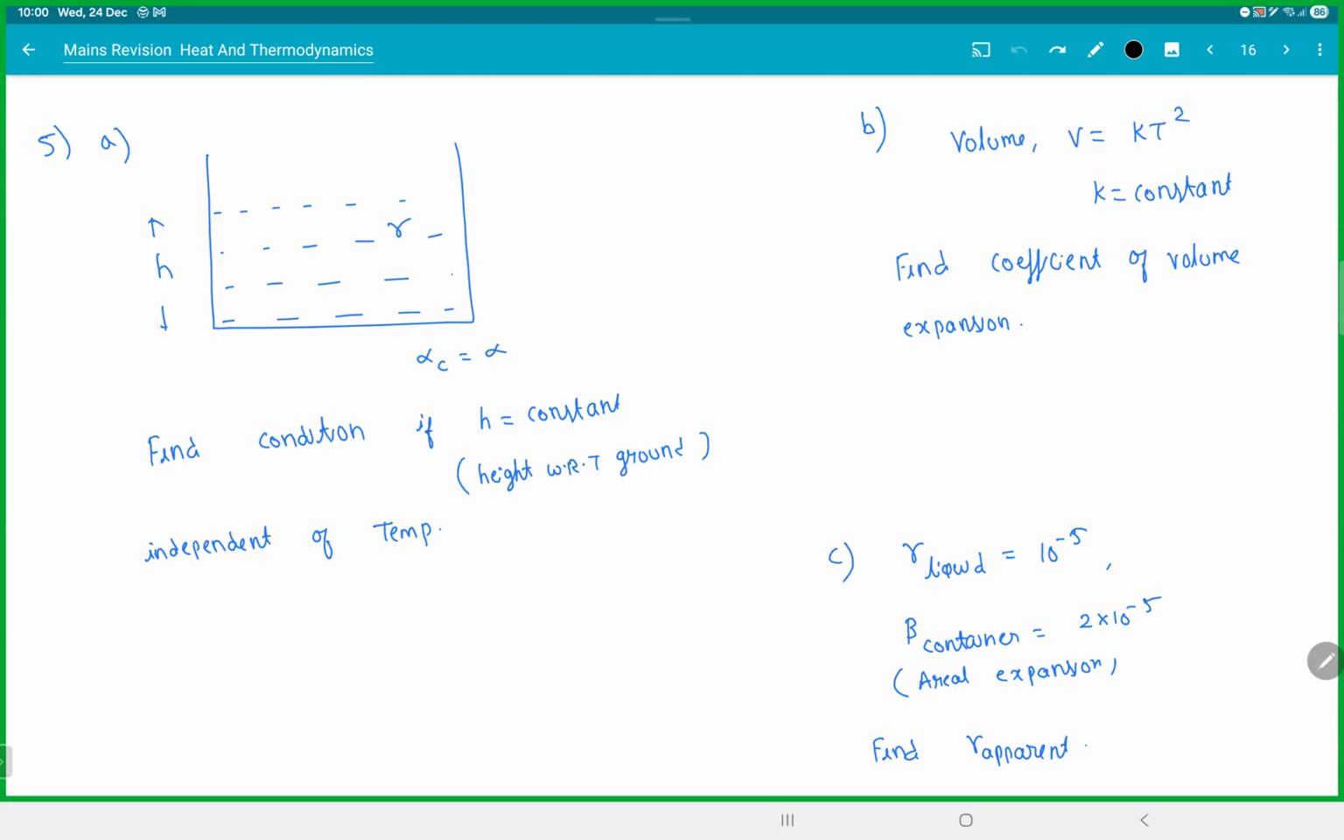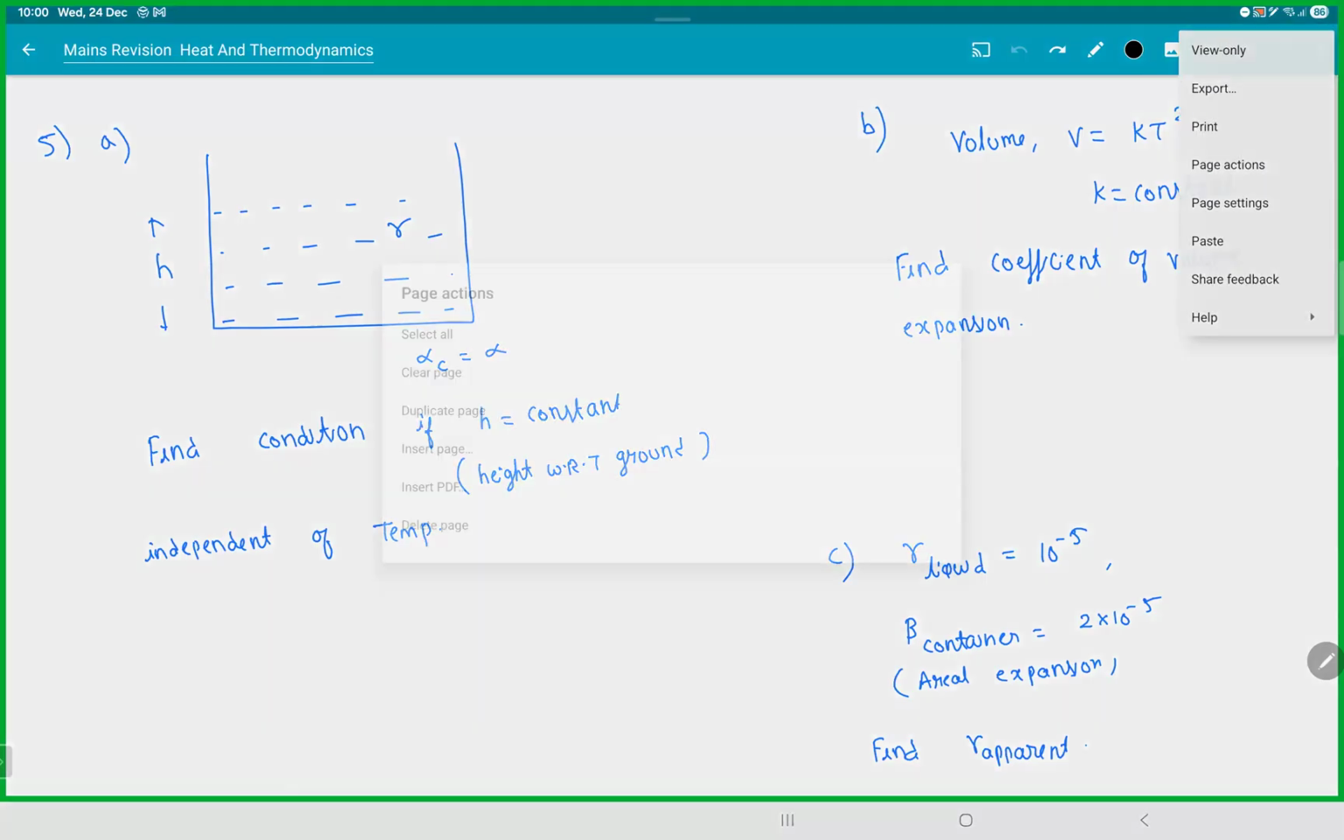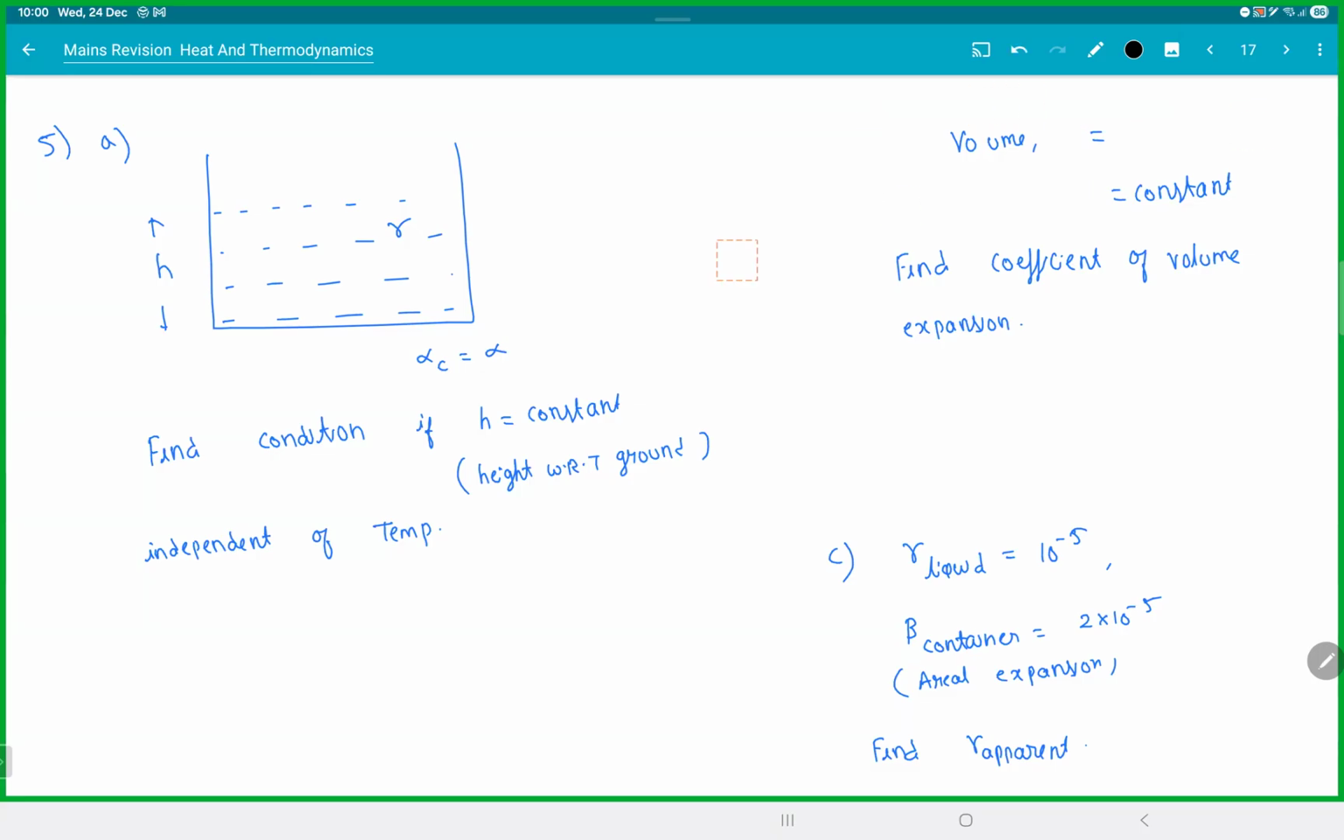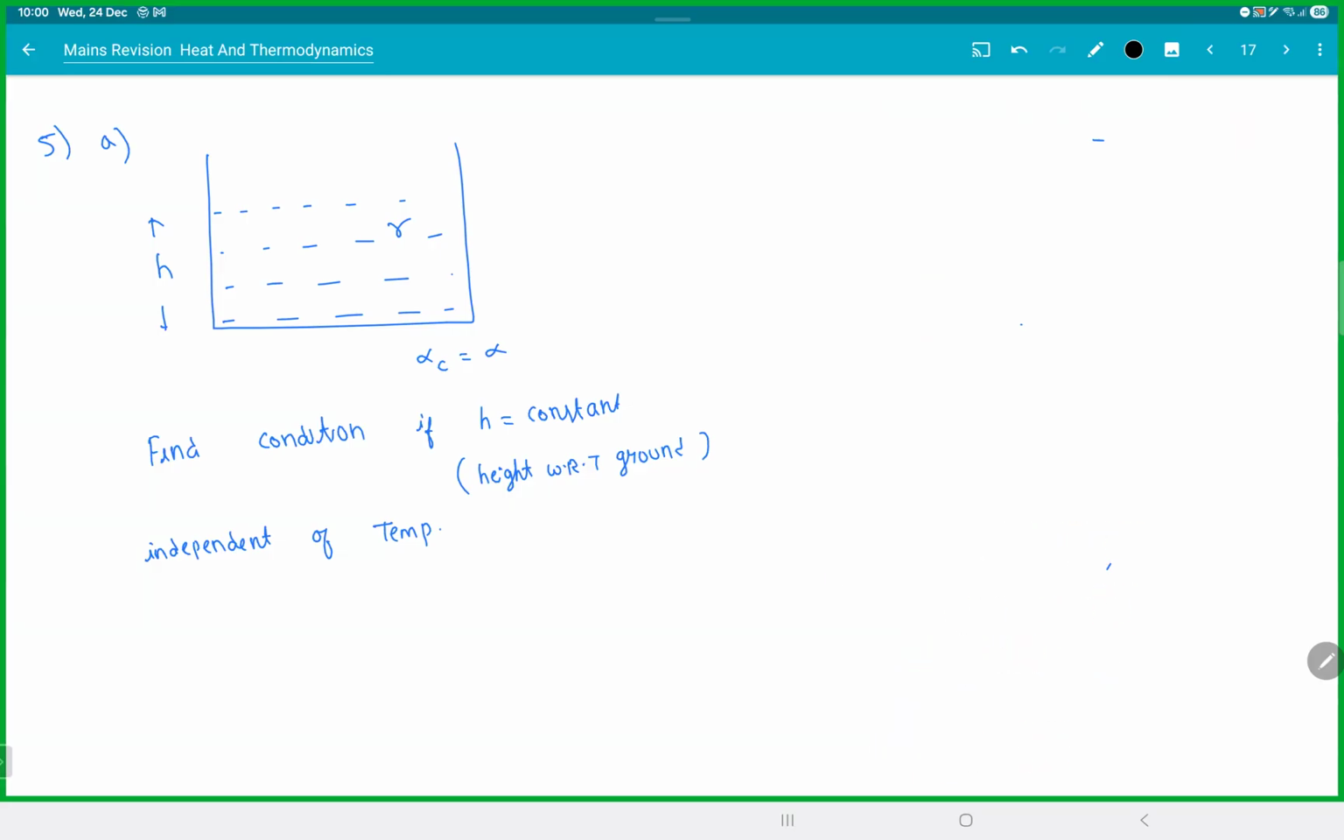Most people think 3 alpha. That is a trap. This thing also we did a detailed explanation in the notes. You should check it out. So how to do this?